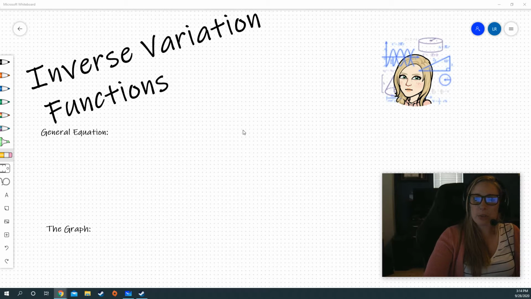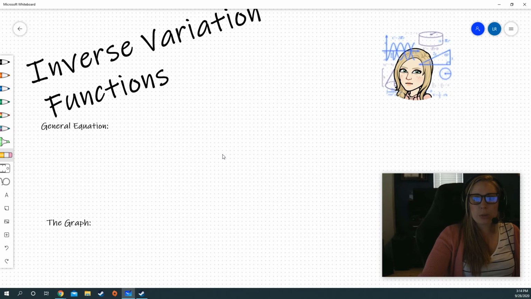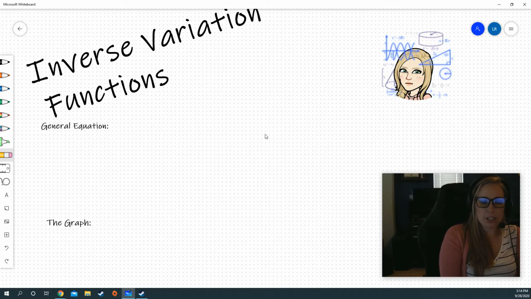Hi there. In this episode, we are going to talk about inverse variation functions. So, inverse variation, what in the world does that mean? Well, that means as one thing varies, the other thing is going to be going in the opposite direction. So, our general equation here will be f of x equals 1 over x.